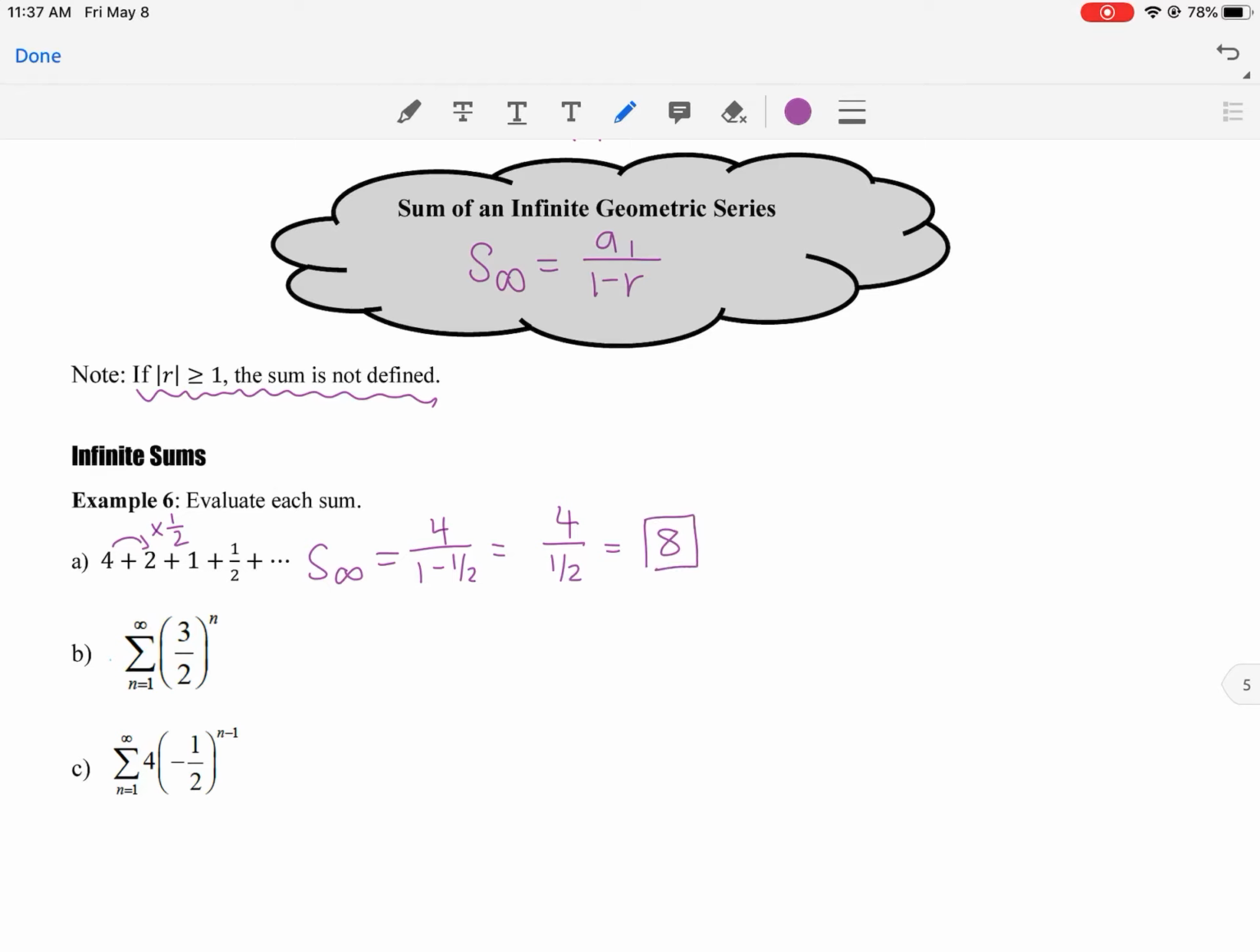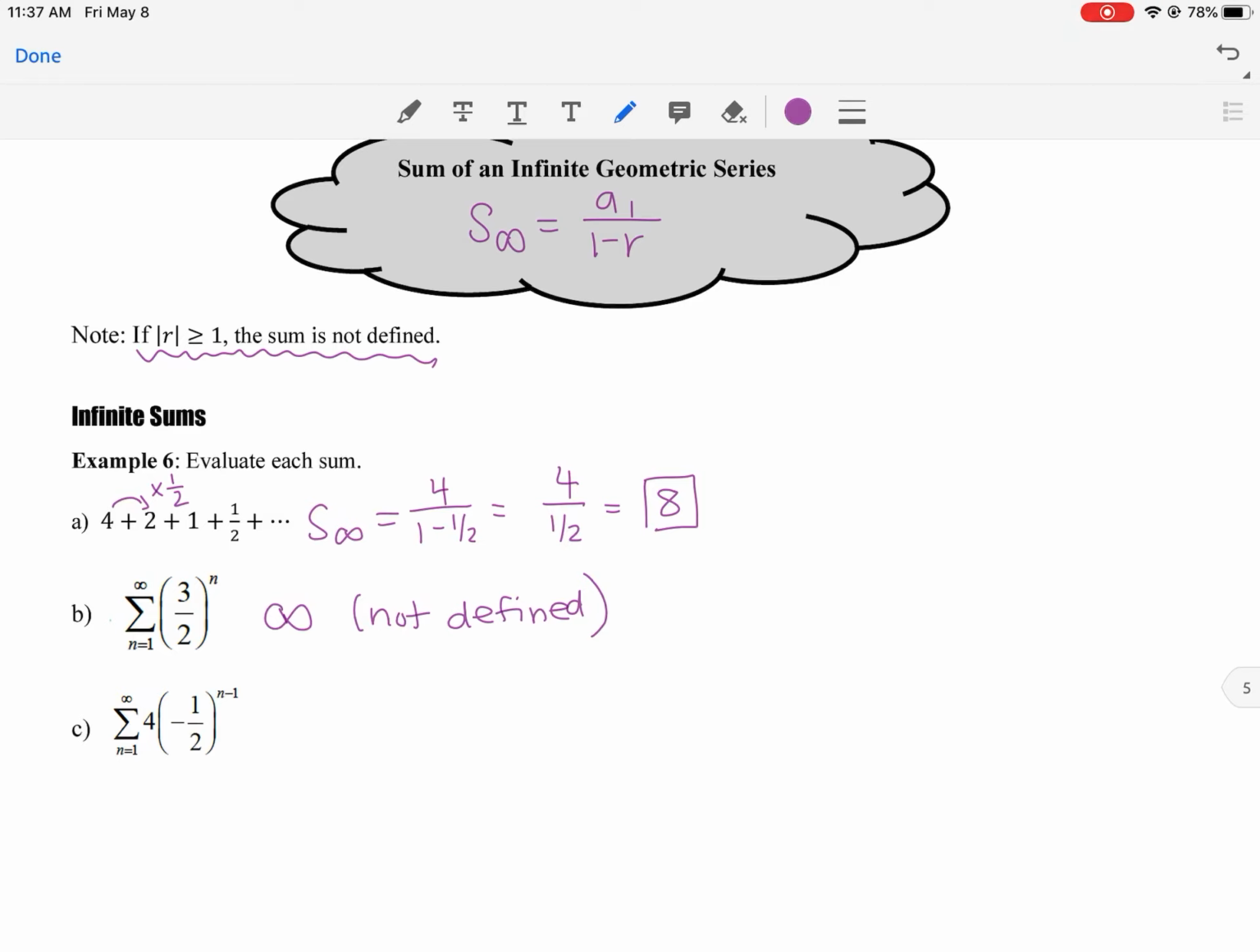Okay, on this one, though, we're doing the sum from 1 to infinity, this time of 3 halves. There's an issue here. There's no finite sum, right? It's going to be like infinity. I forget the word we say, but basically it's not going to work here. The sum is not defined, since that ratio is not less than 1. As we add larger and larger numbers, it's going to keep getting bigger and bigger. There's no finite limit there.